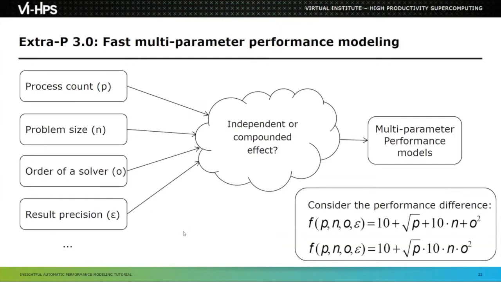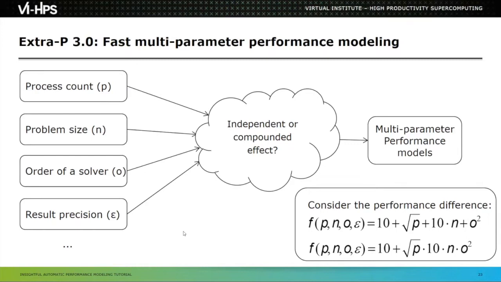Now I will get into a few advanced topics, ExtraP, so a few modifications that we made over the years. So we created a new version, ExtraP 3.0, where we introduced fast multi-parameter performance modeling. The background for that is, of course, that not every application has just one configuration parameter. In the end, usually we want to analyze several parameters. I already mentioned the number of processes a lot, but you could also want to adjust your problem size, for example. We call it N here in this example.